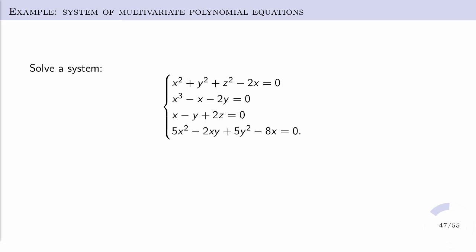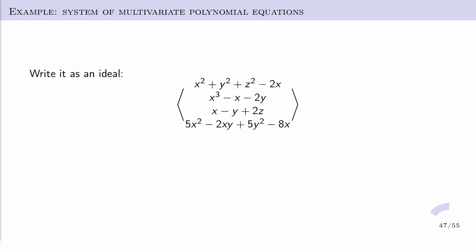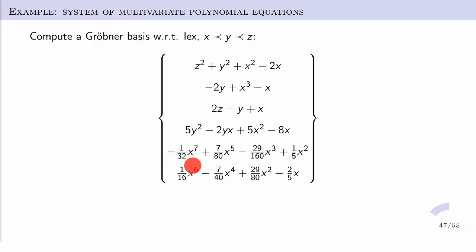However, we can now apply all this machinery that we constructed throughout this lecture. So first of all, we change the system and we introduce the notion of ideal. We write it as an ideal generated by these four polynomials. Then, as a next step, we enlarge the set of generators so that we construct a Grobner basis. So from the previous set of generators, we construct a Grobner basis with respect to the lexicographical order, when z is the biggest variable and x is the least variable.